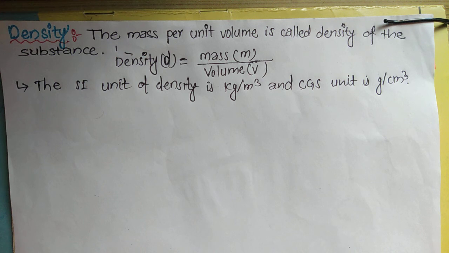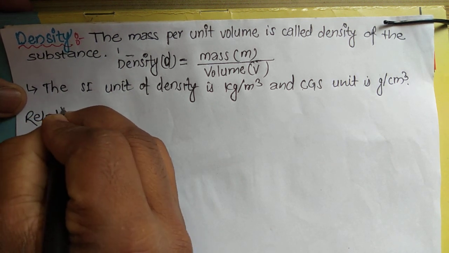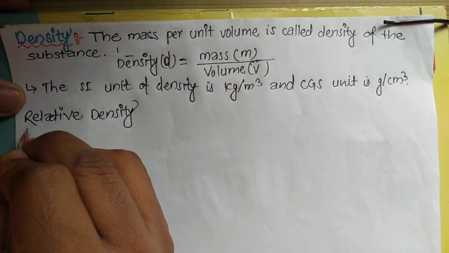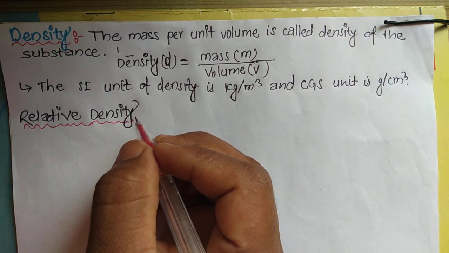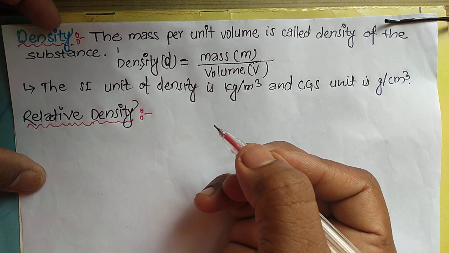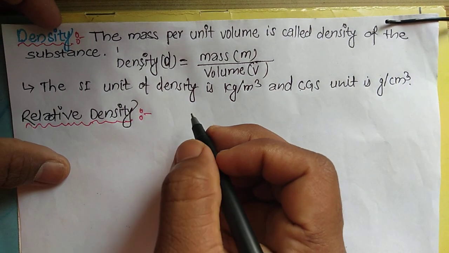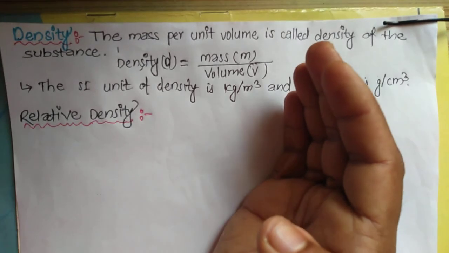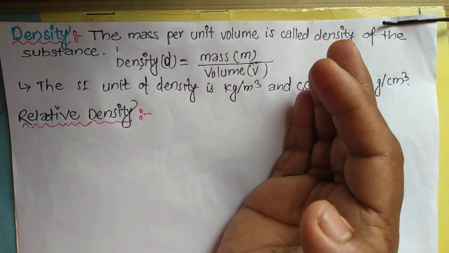Now go to relative density. By the word relative, we mean we are going to compare one with another. Relative means comparing one with another. So here we compare how much heavier a substance is than another substance. Mainly we compare the density of one substance with the density of pure water at 4 degrees Celsius, meaning how much heavier a substance is than pure water at 4 degrees centigrade. That is called relative density.